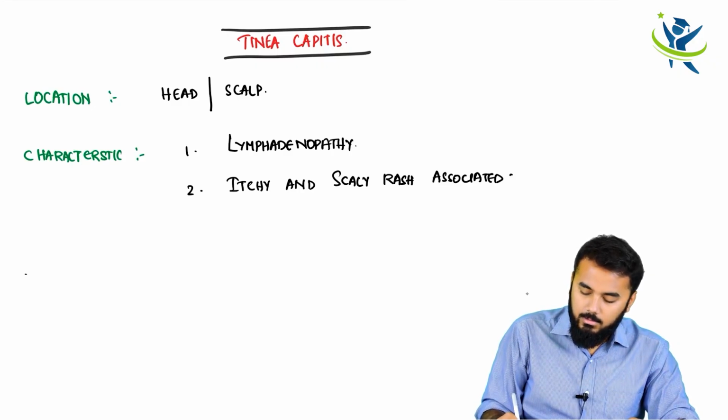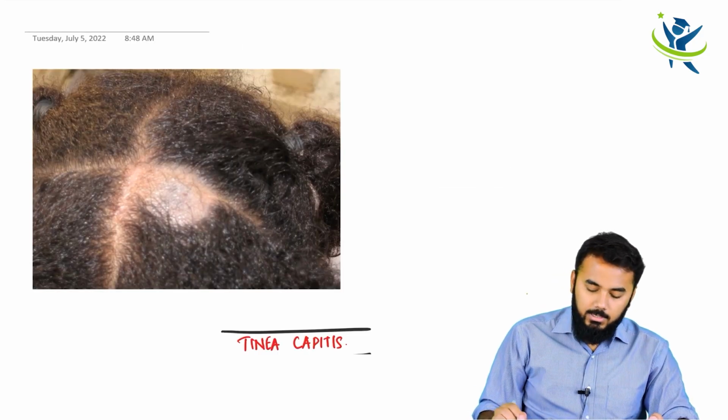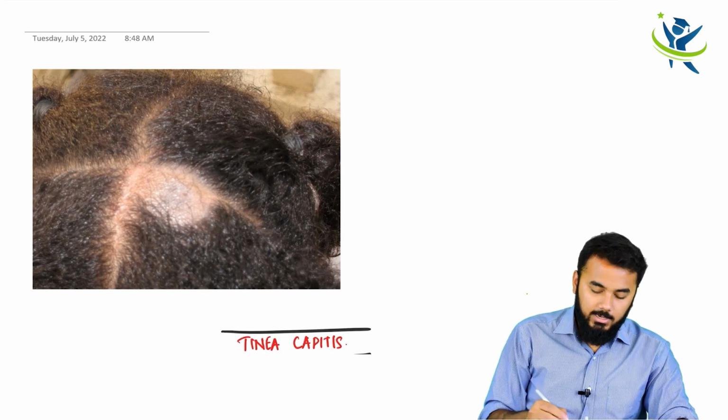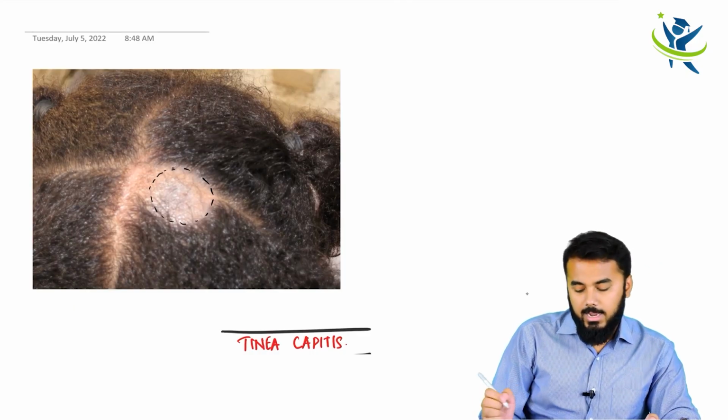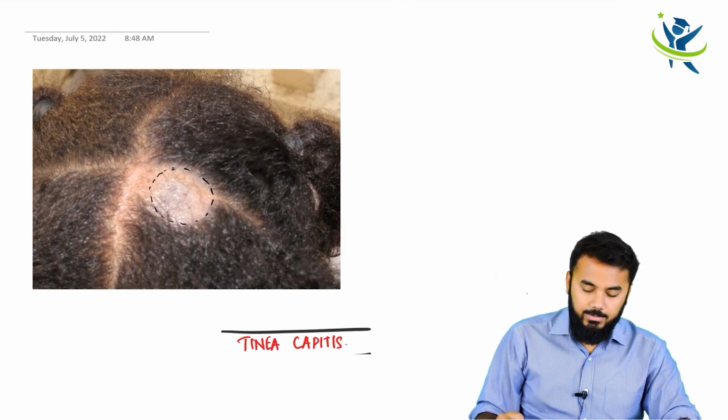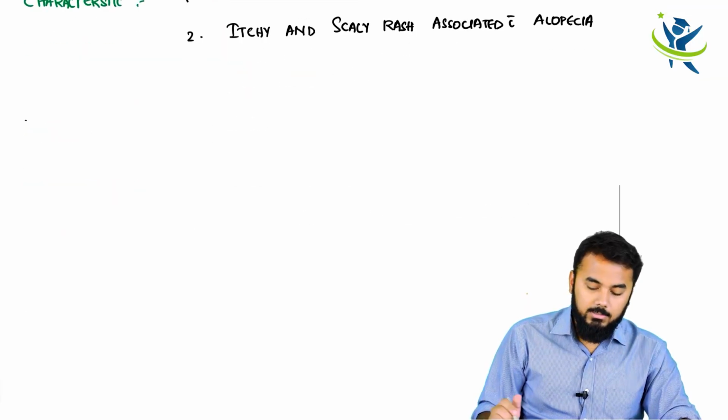Associated with alopecia. If you look at this picture, you can see the rash is a little bit scaly, and in the center there is no hair. It means this rash is associated with alopecia. So this is Tinea Capitis.